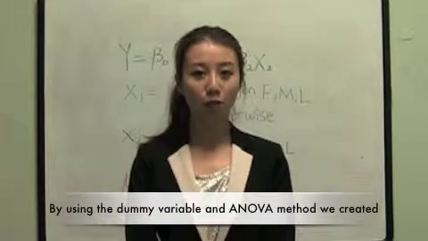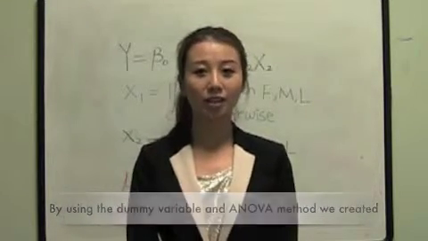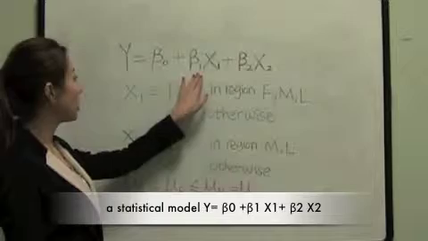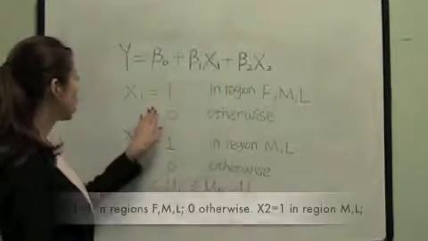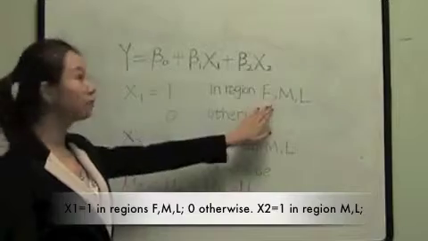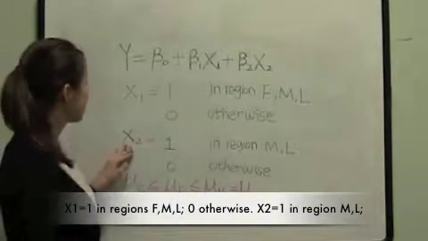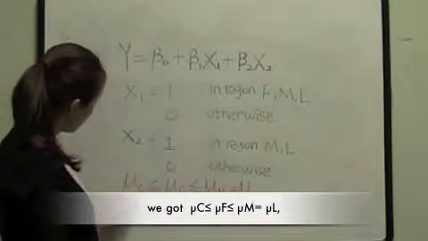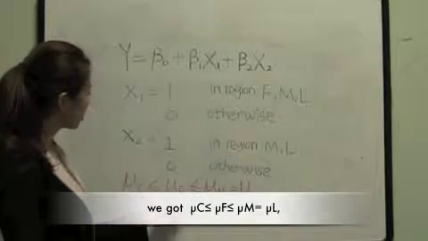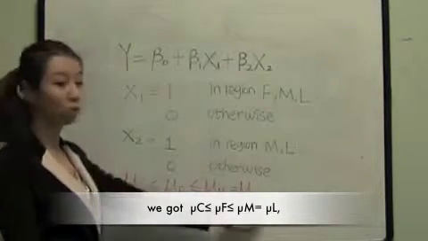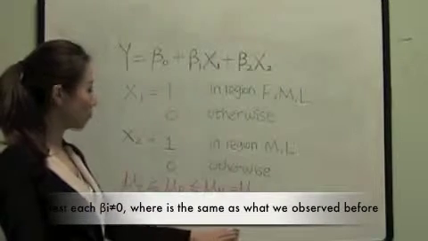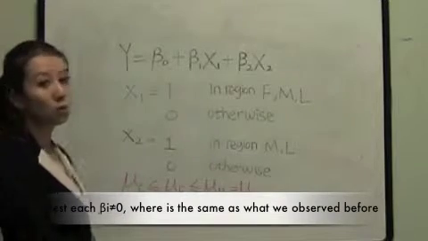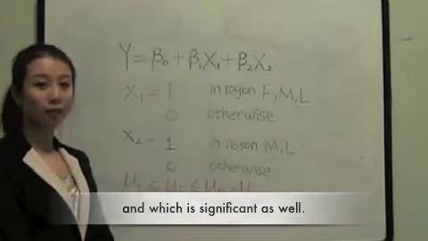By using dummy variables and the ANOVA method, we created a statistical model: y equals beta 0 plus beta 1 x1 plus beta 2 x2, where x1 is equal to 1 in regions F, M, L and 0 otherwise, and x2 is equal to 1 in regions M, L and 0 otherwise. So we got mu C is less than or equal to mu F is less than or equal to mu M is equal to mu L, where we test whether each beta is greater than 0. This is the same as what we observed before, and it is significant as well.